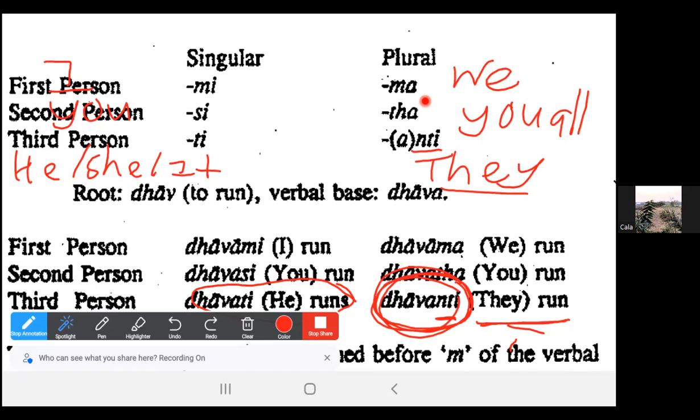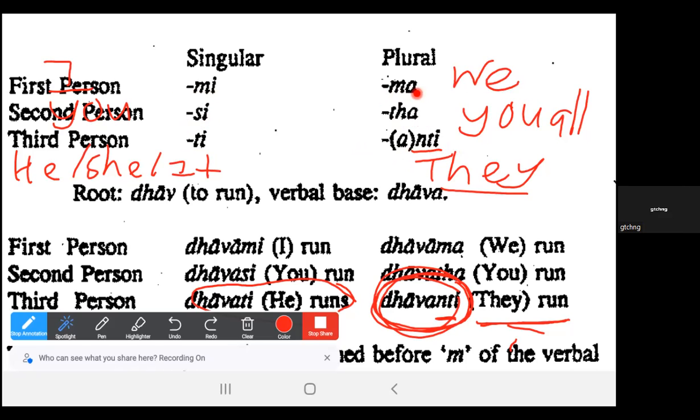Okay? Can you follow me? Ti, anti, si, ta, mi, ma. Okay, so we recite again. Ti, anti, si, ta, mi, ma. Okay. Ti, anti, si, ta, mi, ma.